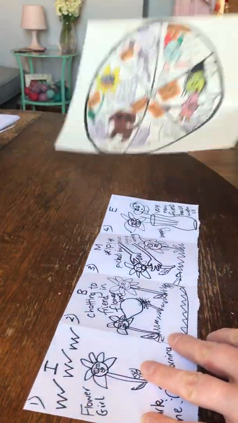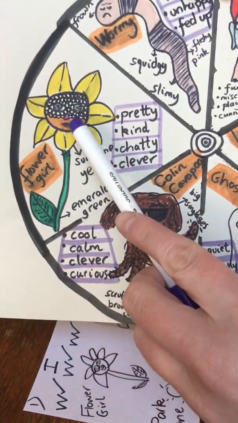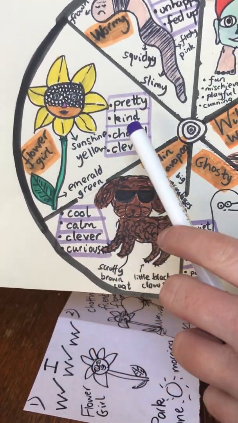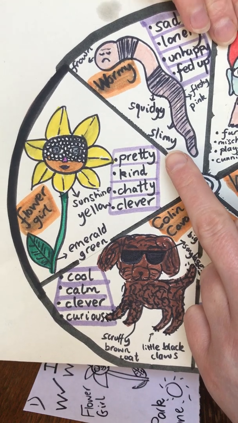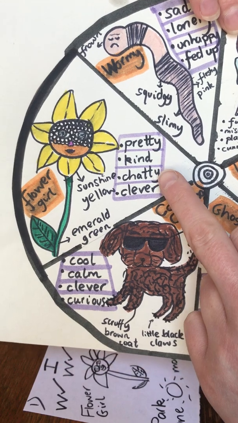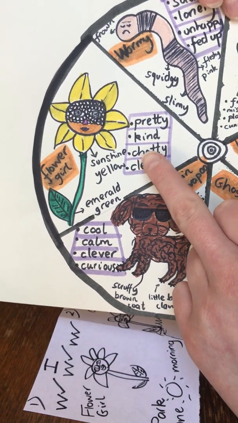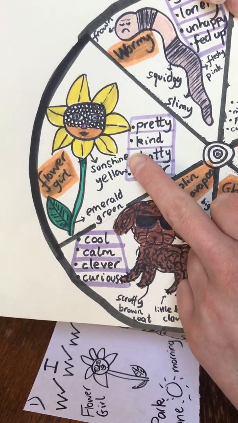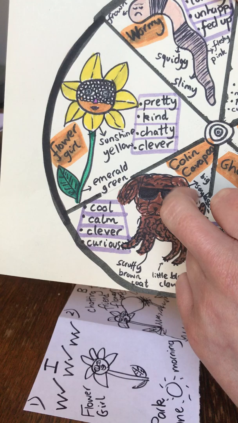So if you come back and look at my story spinner, I actually added quite a bit of detail when I thought about my character. I added some adjectives, some words to describe what she looked like and what her personality was like. So I said she was pretty, she was kind, she was chatty, and clever. Interesting. And I said that her petals were sunshine yellow and her stem and her leaf were emerald green.